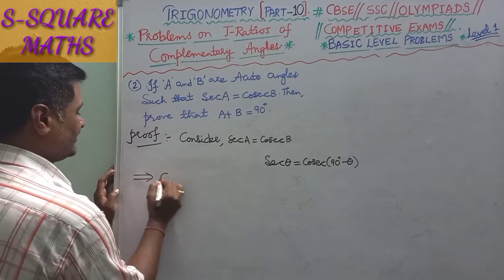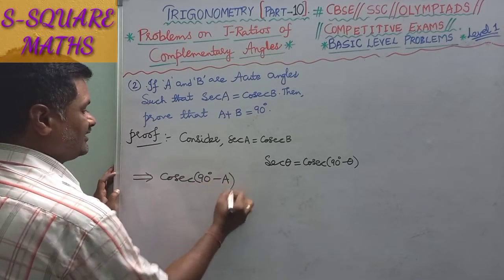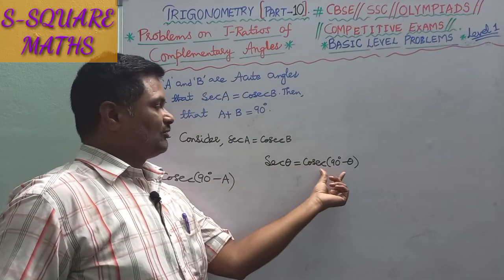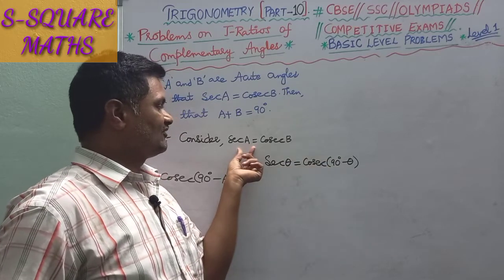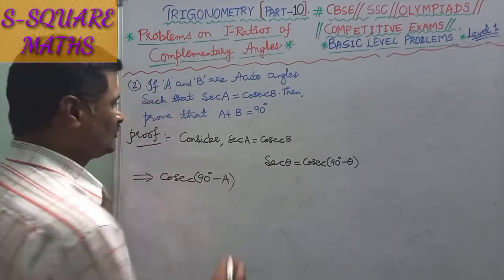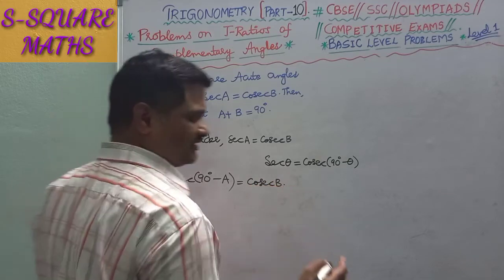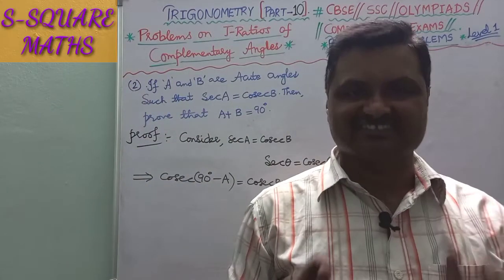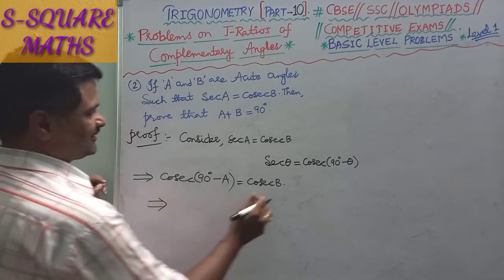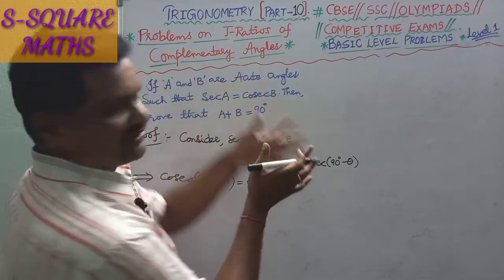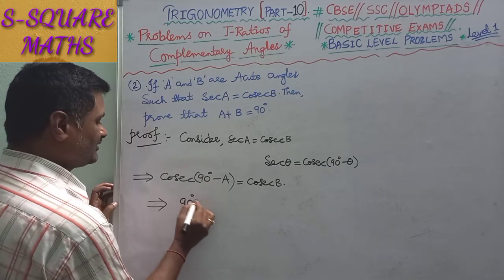So this implies I can write cosec of 90 degrees minus A. So sec theta is obtained by cosec of 90 minus theta. So replace this by this here. So in this form I have written it, is equal to cosec B. So this is one major important step. Okay. So now here, since it is given that A and B are acute angles, then we can follow the next step according to our basic knowledge.